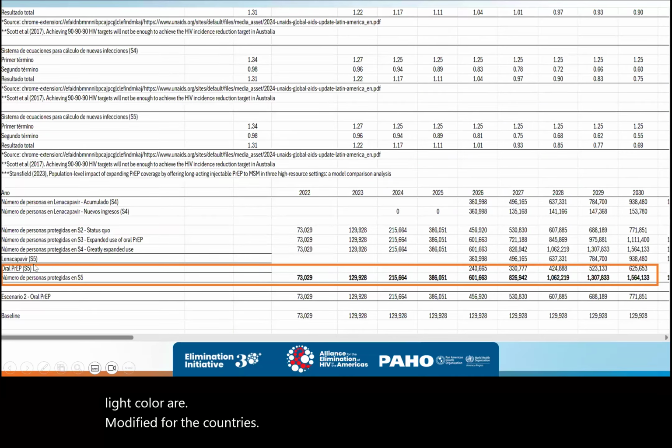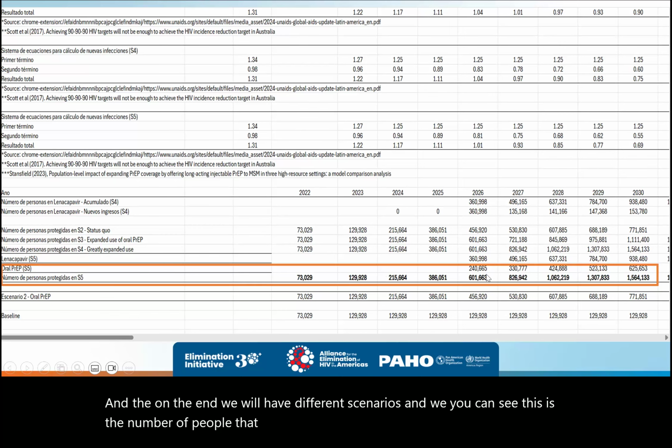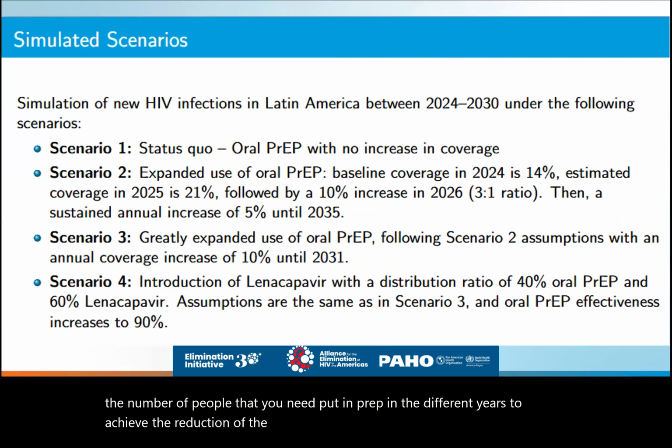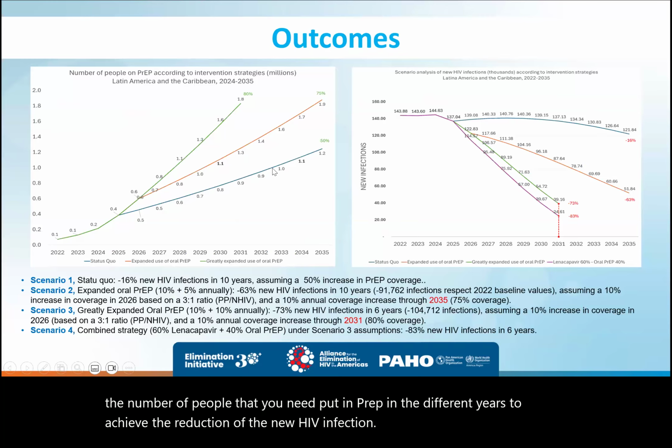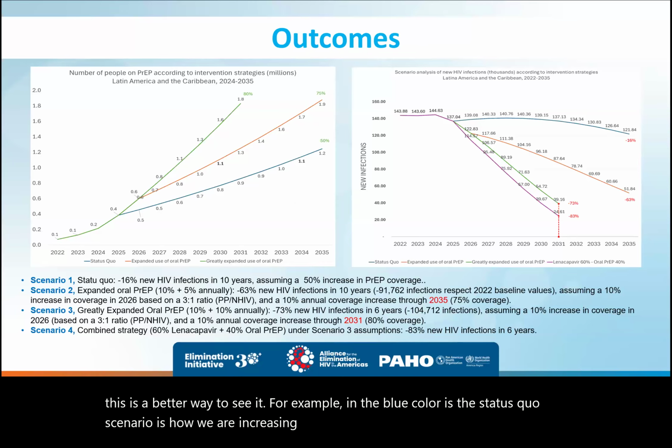At the end, we will have different scenarios, and you can see the number of people you need to put on PrEP in the different years to achieve the reduction of new HIV infections. We calculate four scenarios, and this is a better way to see it. For example, the blue color is the status quo scenario, which shows how we are increasing the number of people on PrEP currently.